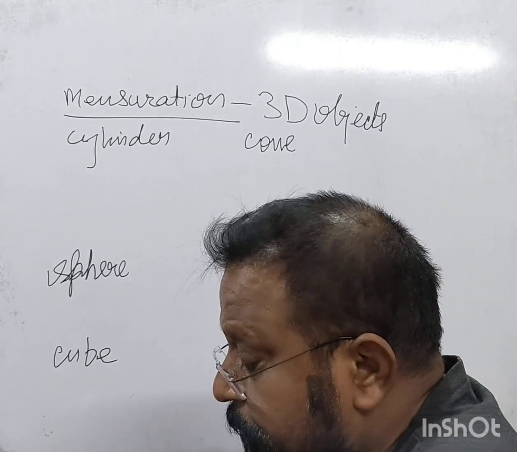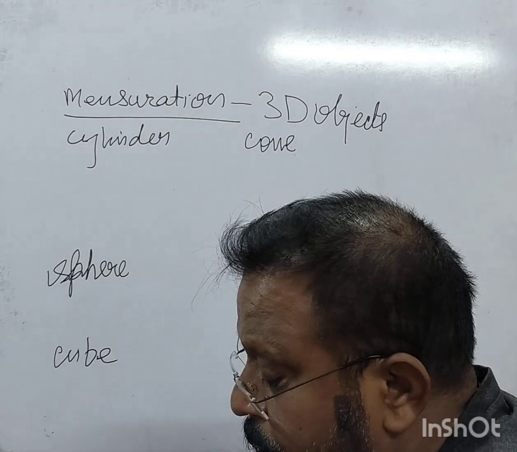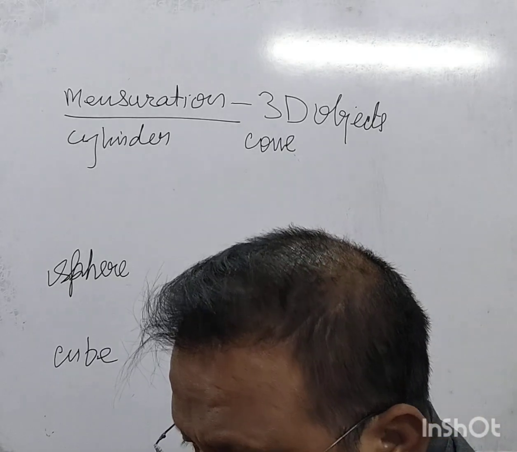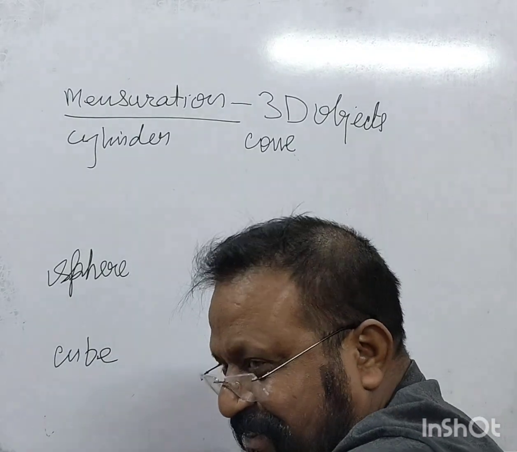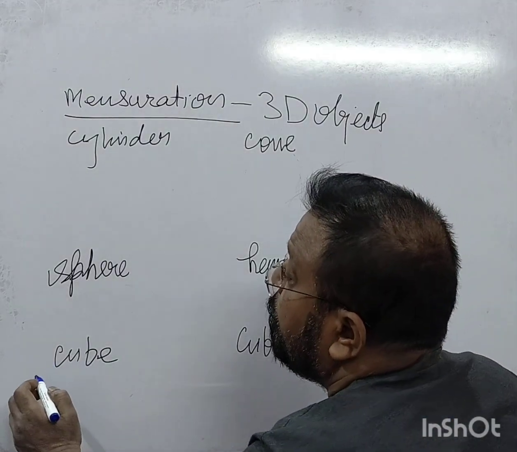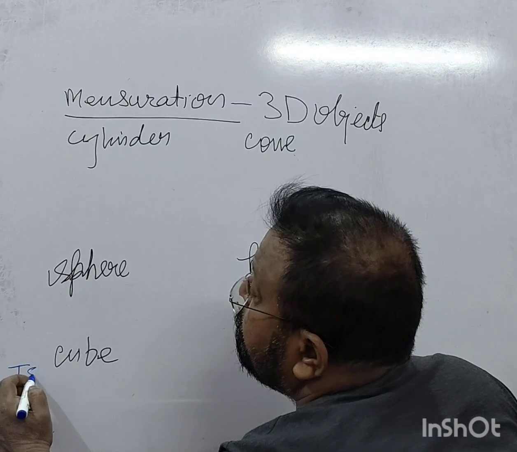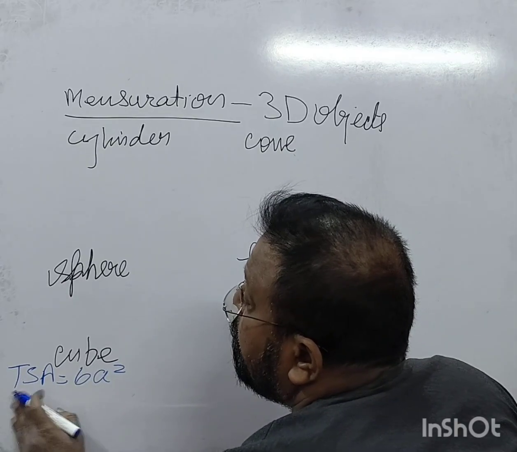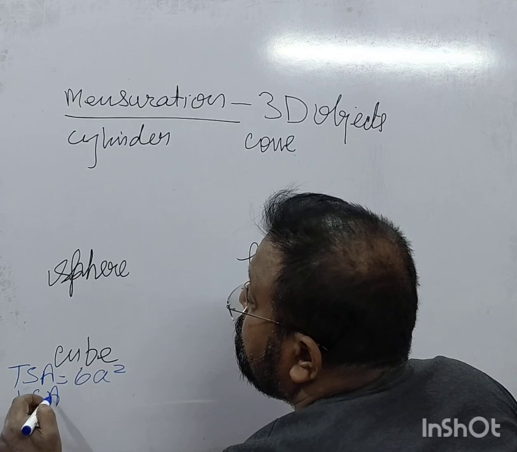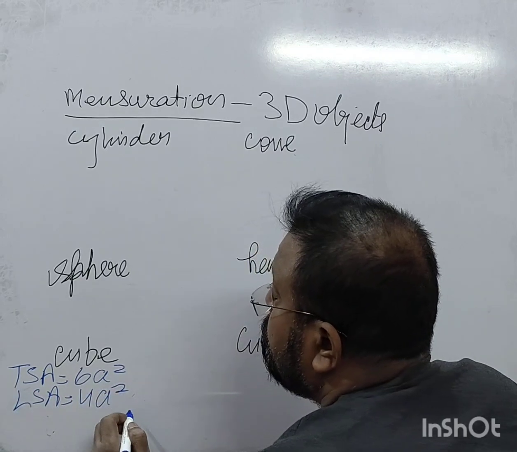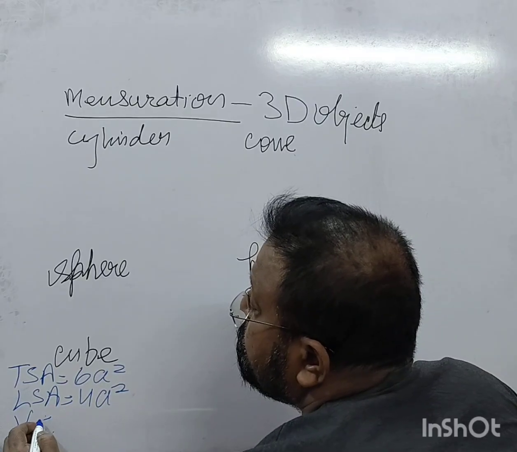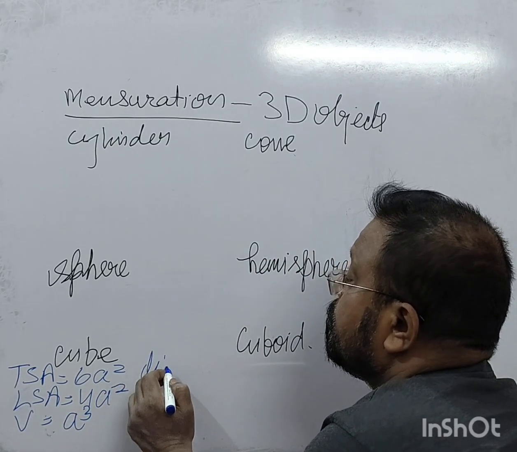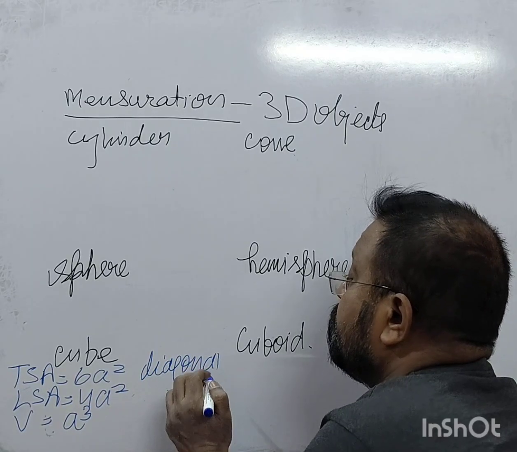So in 3D objects, first we talk about all the formulas. For the cube, TSA is equal to 6a square, LSA is equal to 4a square, and volume is equal to a cube, right? And its diagonal is a root 3.